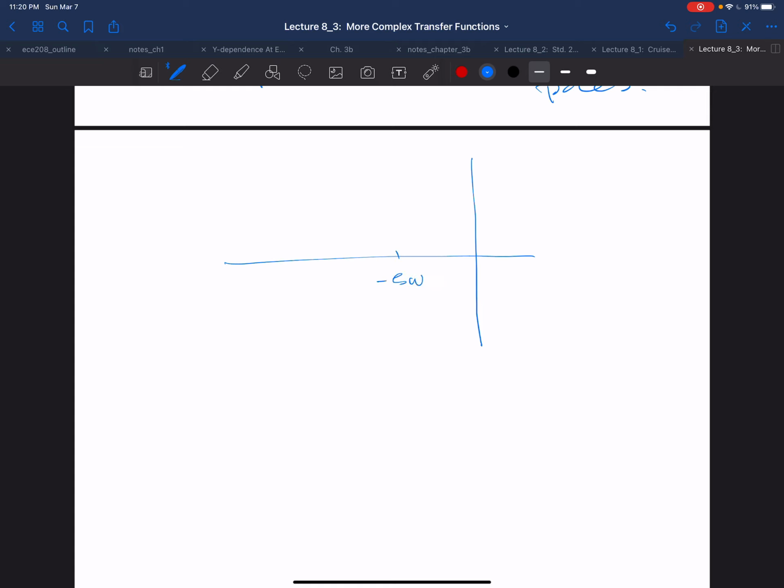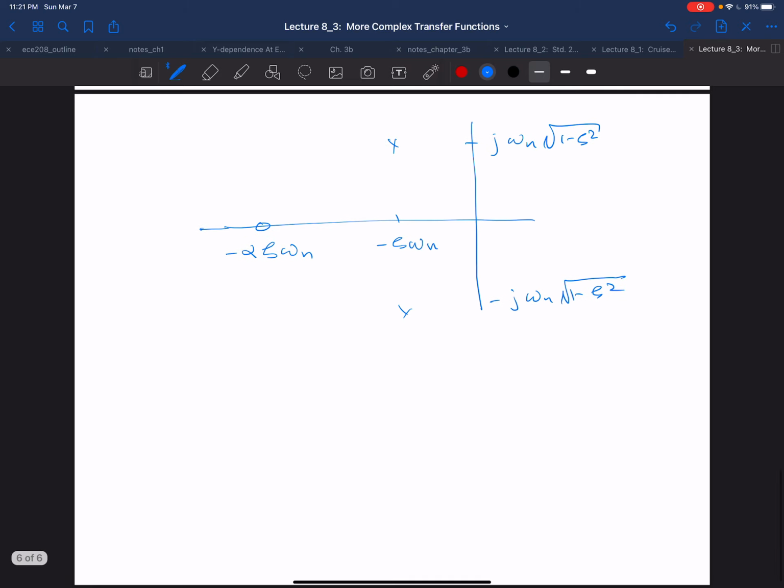So our poles are at minus zeta omega n plus or minus j times omega n times the square root of 1 minus zeta squared. And our zero, which we'll denote this way, is at minus alpha times zeta omega n. That means in order to analyze the effect of the zero, we just have to look at this parameter alpha and see how the form of the response changes depending on the value of alpha.